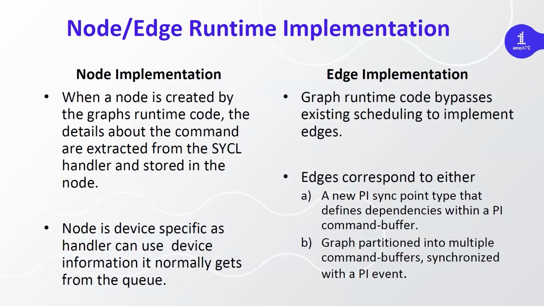For edges, our implementation bypasses the existing DPC++ scheduling. The only time we use that is when we're submitting our executable graph to run. When we're mapping our edges, what they correspond down to is a new sync point type we've got for command buffers. It just expresses the dependencies within a command buffer. Or when you're partitioning your SYCL graph into multiple command buffers, then the PI events that are returned from command buffer submissions can also correspond to edges in those cases.